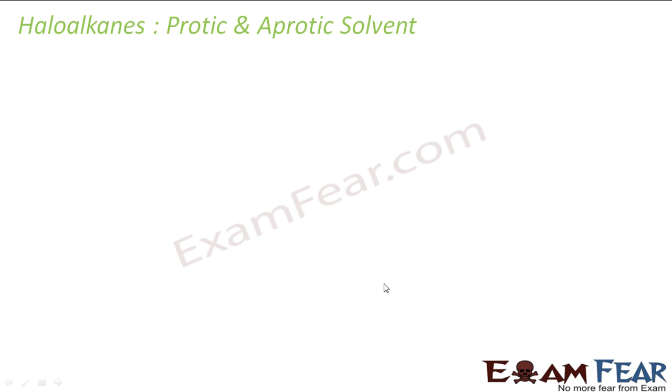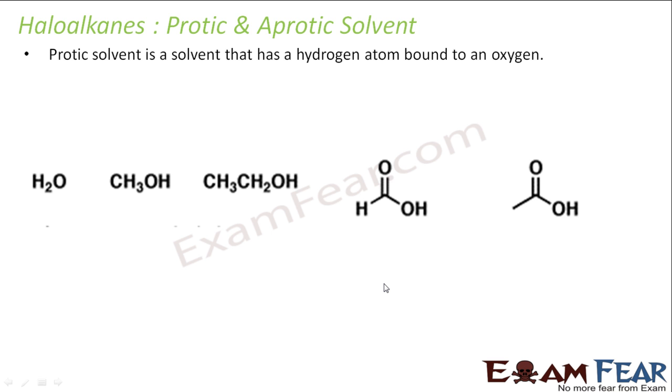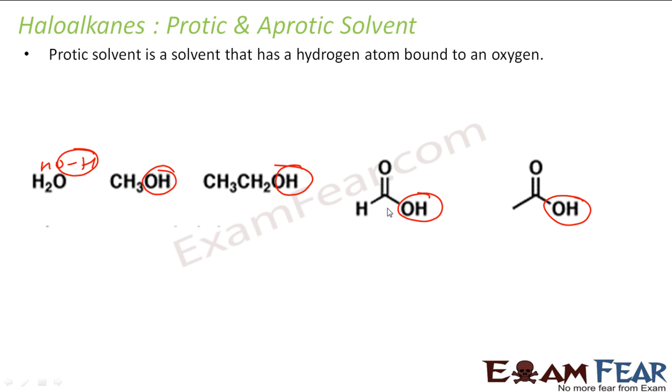Before we even discuss different kinds of elimination reactions, let's understand protic and aprotic solvents. We've discussed this in class 11th also, but let me repeat. A protic solvent is nothing but a solvent that has hydrogen bonded to oxygen. For example, H2O, there is a hydrogen bonded to oxygen. CH3OH, methyl alcohol, there is a hydrogen bonded to oxygen. Ethyl alcohol, carboxylic acids, there is a hydrogen bonded to oxygen.